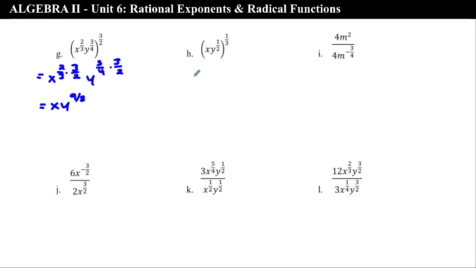For h, similar setup. We've got to do x to the 1 times 1/3. So you're just going to have x to the 1/3. Y to the 1/2 times 1/3. So you're going to end up with x to the 1/3, y to the 1/6.